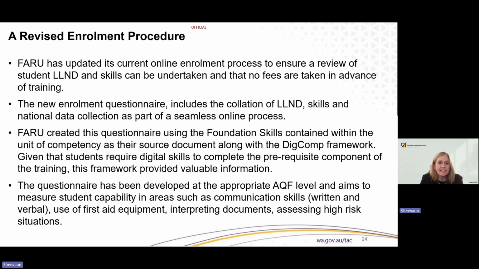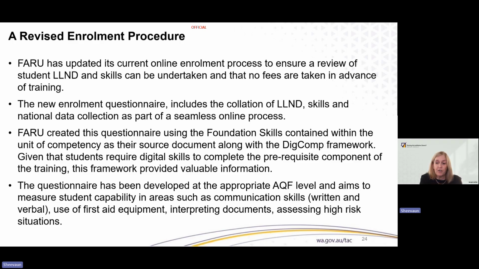So Faro has updated its current online enrolment process to ensure a review of the student LLND and skills can be undertaken, and that no fees are taken in advance of training, which of course is critically important and is covered with outcome standard 2.1. Okay, so the other thing about that is that it's now updated its online enrolment process. So they've developed a new process. The enrolment questionnaire includes a collation of LLND skills and national data collection as part of a seamless online process.